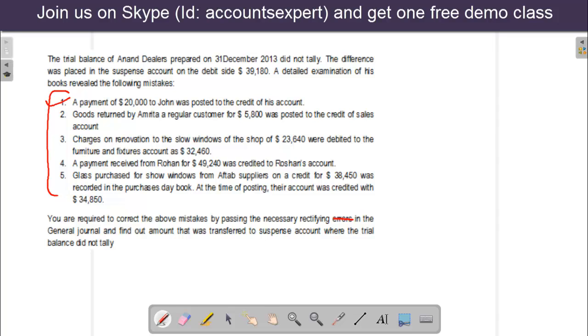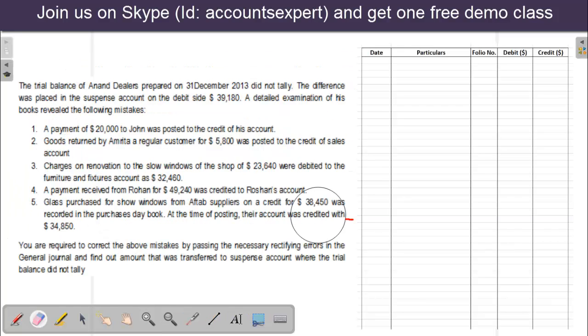Now see, read out the first error. What is the first error? A payment of $20,000 to John was posted to the credit of his account. So first you read the transaction: we paid 20,000 to John. So what entry do we pass for this?